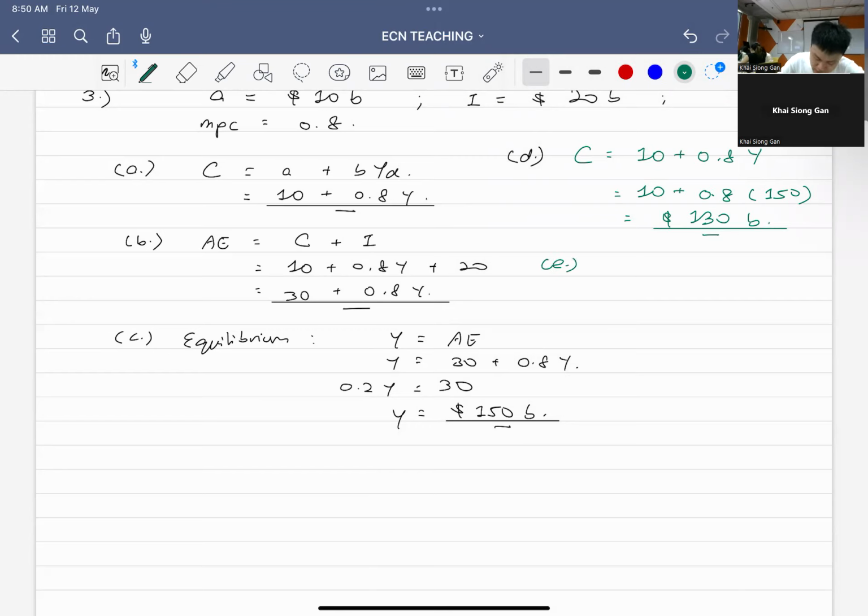Moving on to question E, saving. I want to find the saving amount, so I can just use the formula that I learned just now. Saving equals total income minus consumption. I know my total income is 150, minus the consumption, which is 130. So therefore, I know the remaining 20 billion is the saving amount. So you are just playing around with the equation. Not too difficult, right? Easy, right? Fun, right?